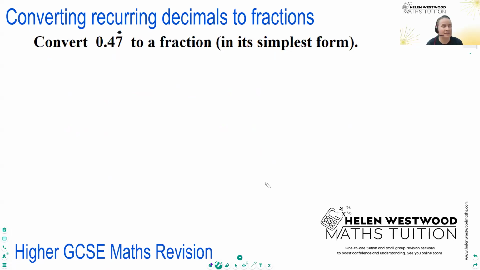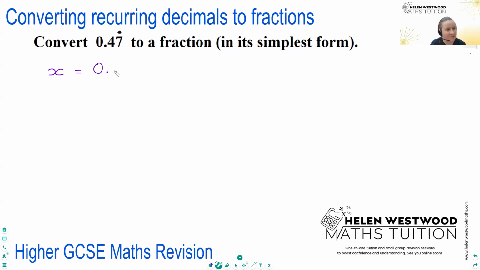So for example, here, we want to convert 0.47 recurring. Notice the dot is just above the 7. So that's the number that recurs, as a fraction in its simplest form. Now, there's an algebraic method that we can use that can help us to organize our workings with this and then rearrange in the final step to write our decimal as a fraction.